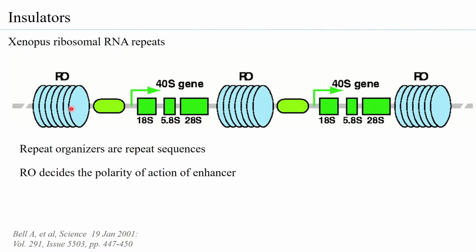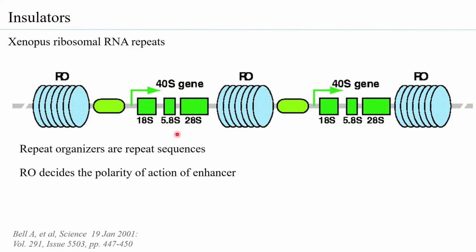Now, this decides basically the polarity of the action of the enhancer. So this enhancer is able to stimulate the transcription of these genes, whereas this enhancer is able to stimulate the expression of these genes. You cannot have this regulating or influencing the transcription of these. Neither can these be influencing this. So you can see that in only one direction, you have the enhancer stimulating transcription of the genes downstream of it.